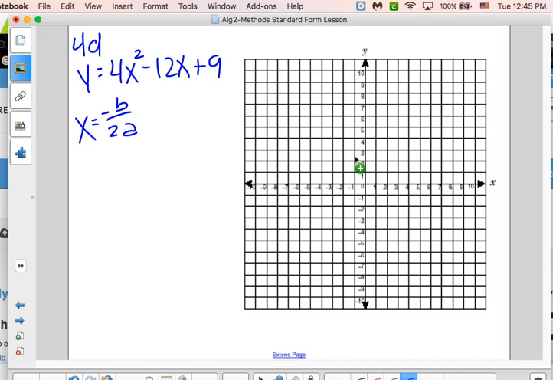Because look at the equation for 4D. What is our opposite B? 12. What's our A? 4. So we have 12 over 8. What does that reduce down to? 3 over 2.